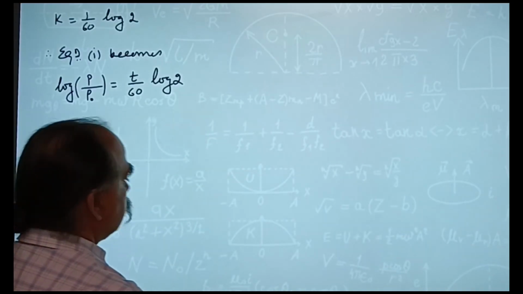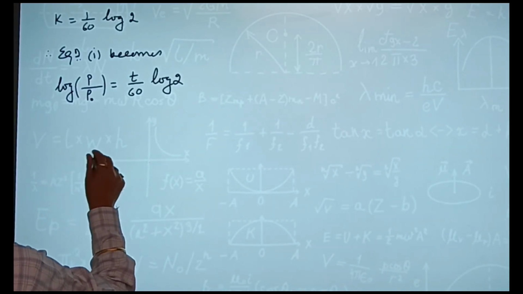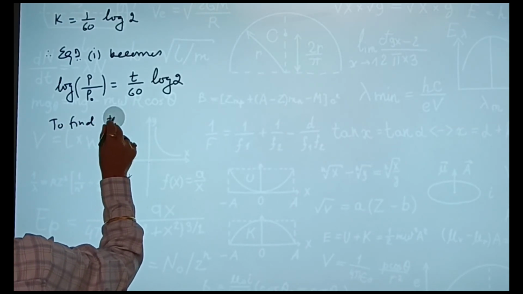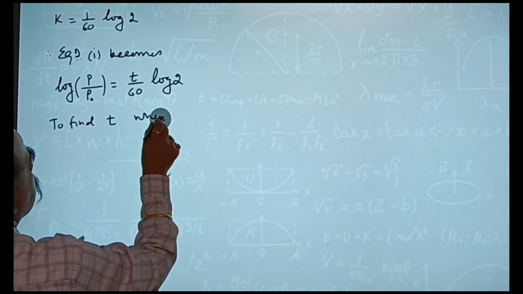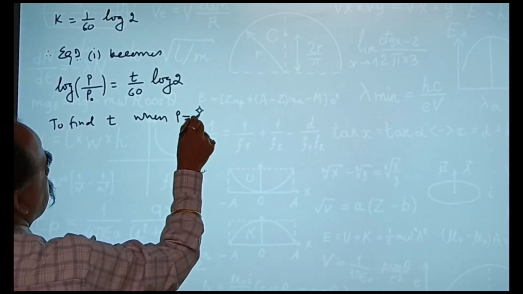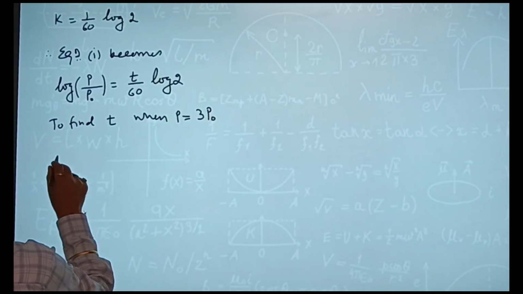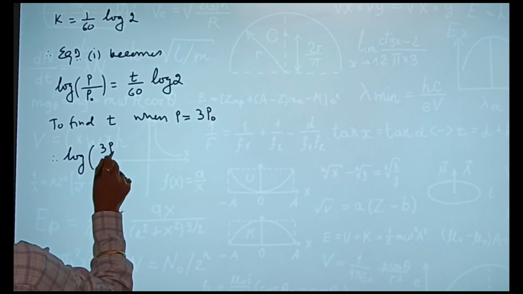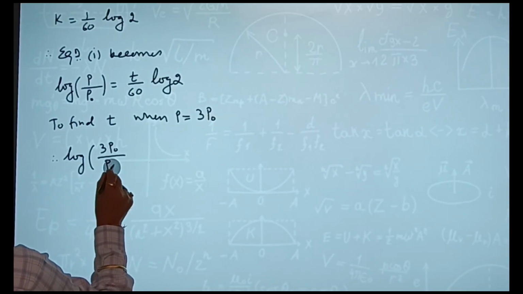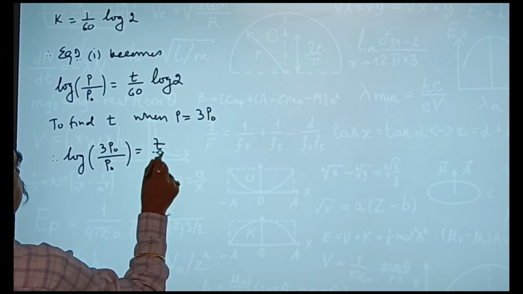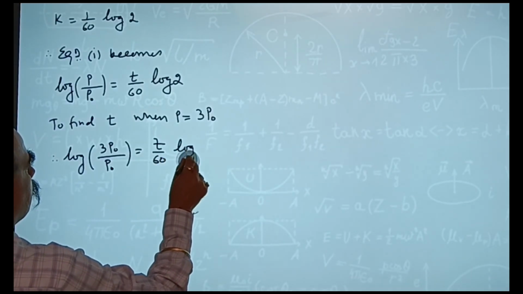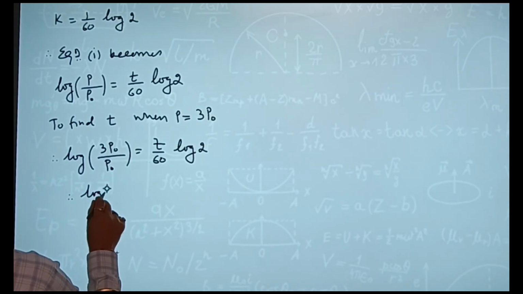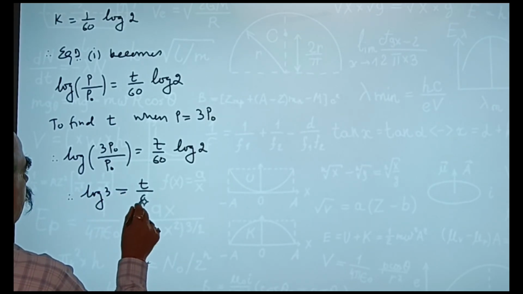They want time when P becomes 3P0. To find t when P becomes triple. Therefore, log 3P0 upon P0 is equal to t by 60 log 2. So log 3 is t by 60 log 2.